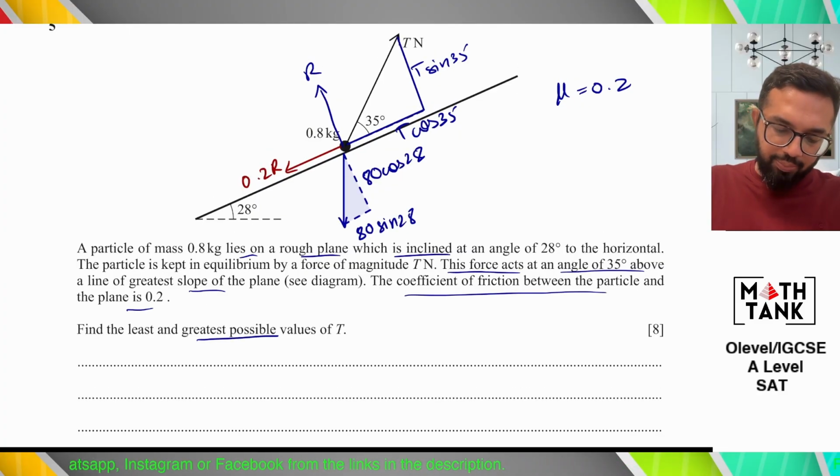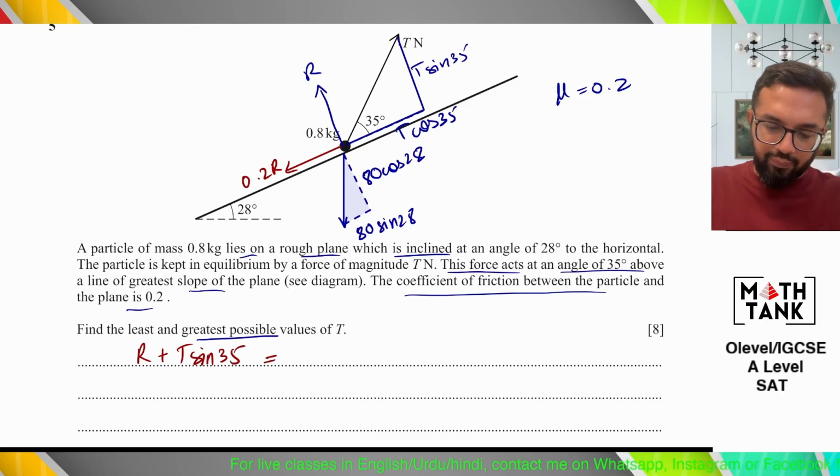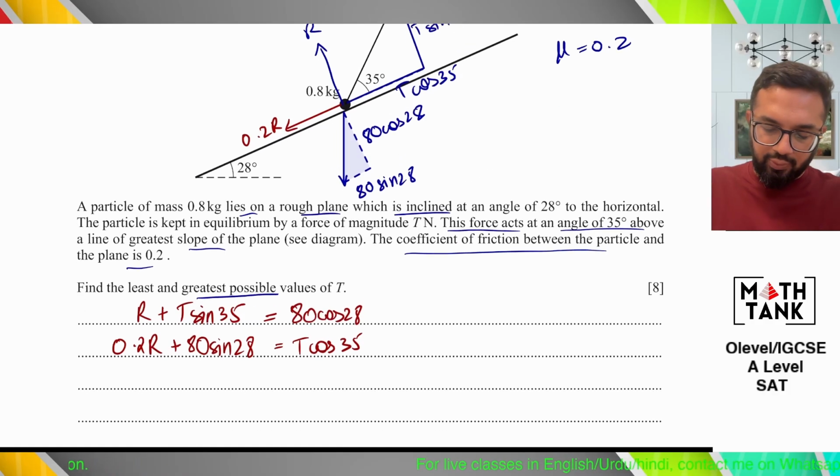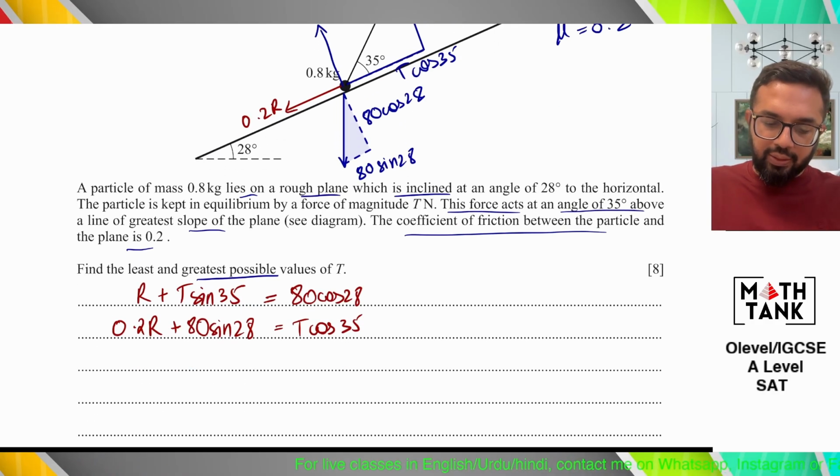Okay, so up equals to down. So up is r plus t sine 35. And those are the up forces. The down forces are 80 cos 20. Then left equals to right. So 0.2r plus 80 sine 28 equals to t cos 35. Okay, that's one set of equations.